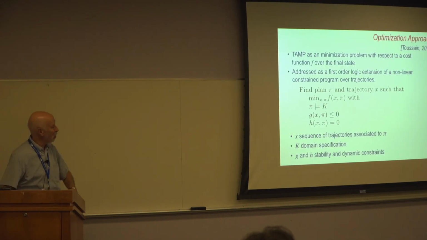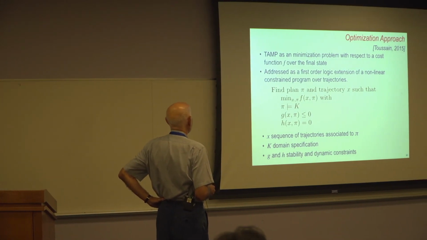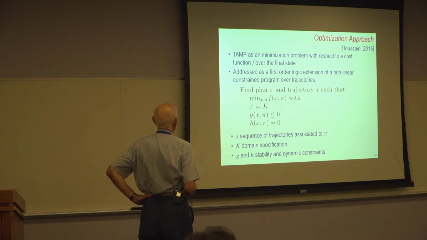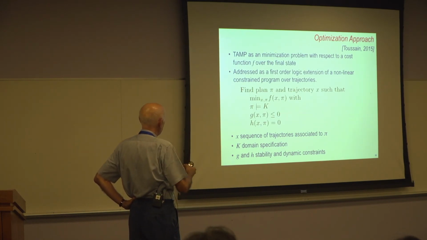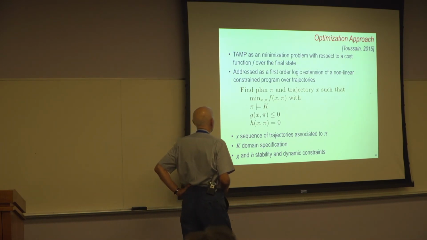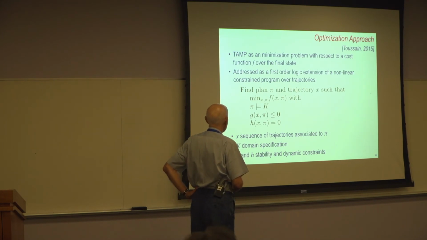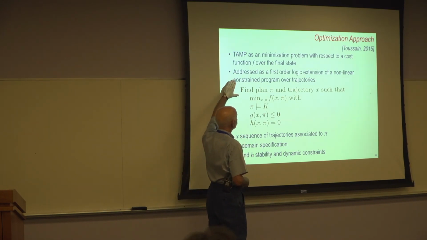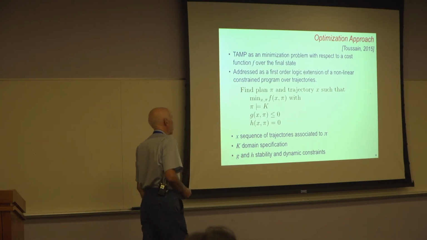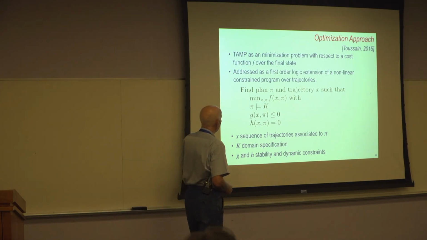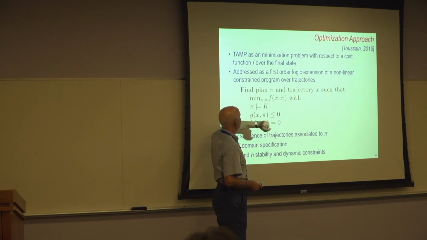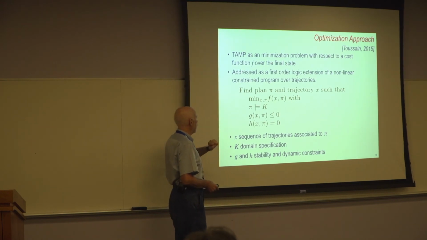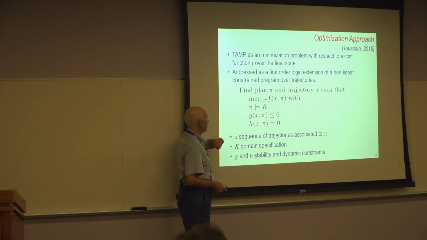Maybe my last example, otherwise I'll be getting into the break, is the approach of Toussaint, which states TAMP as a minimization problem with respect to a cost function over the final state. This cost function expresses your specification of where the object should be set and stability constraints and so on. And this minimization problem is addressed as the first order logic extension of a nonlinear constraint program over trajectories. So this nonlinear constraint program is to find a plan pi and a trajectory x such that you minimize your objective function with respect to x and pi, given that pi, this plan, entails the domain specifications, and given that your stability and dynamic constraints are met.